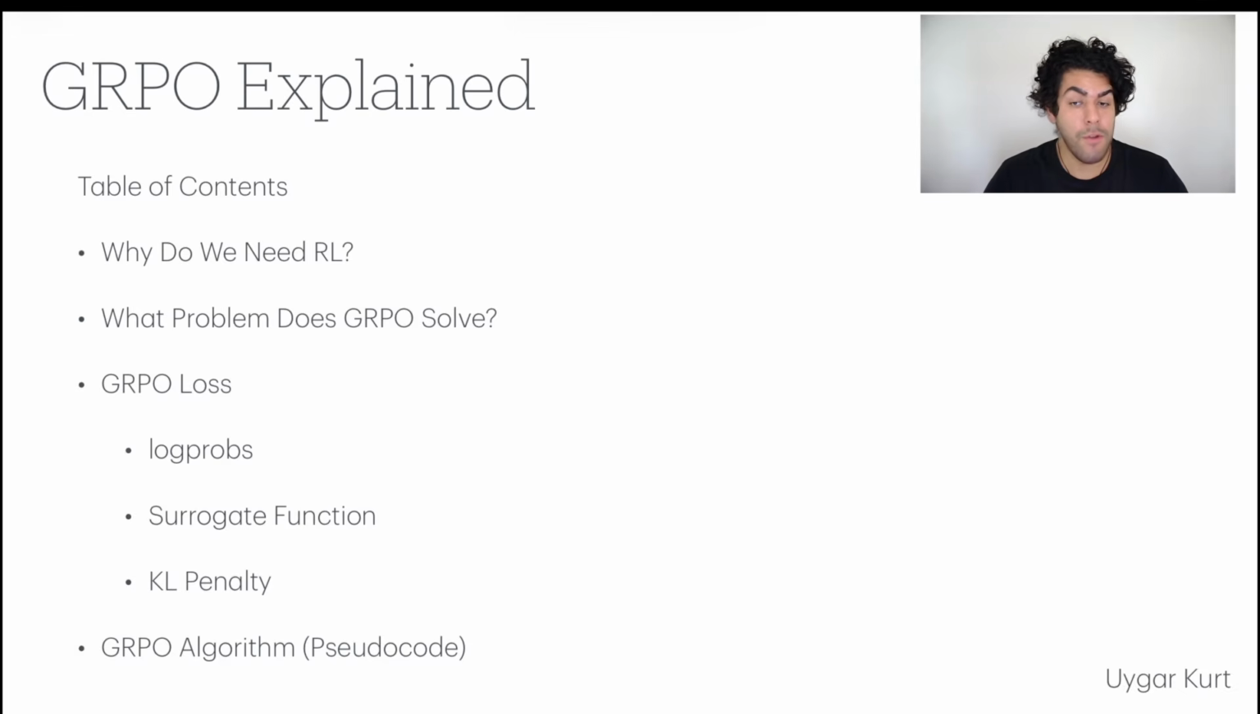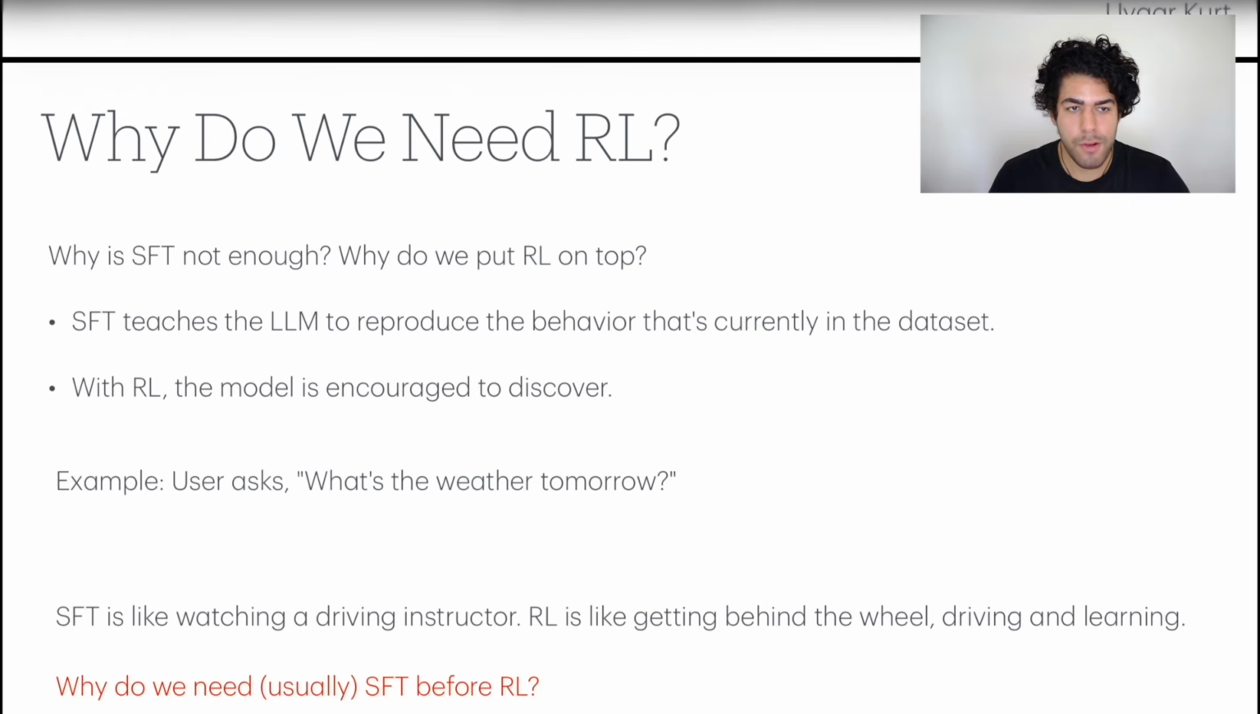There won't be any change, like, this is how we did it in the formula, but we are changing this in the implementation because it's more effective. There won't be that. So when we look at the math and the pseudocode, everything will be with practicality in mind first. So let's continue with, why do we need reinforcement learning in the first place? The first question is, why is SFT not enough, and why do we put reinforcement learning on top?